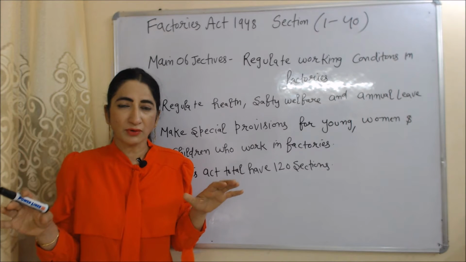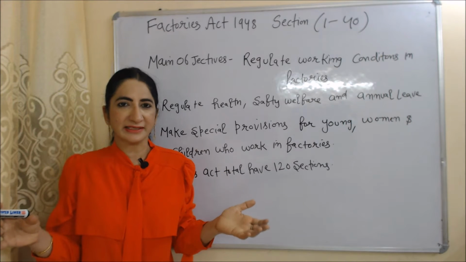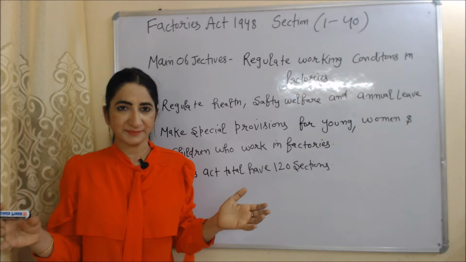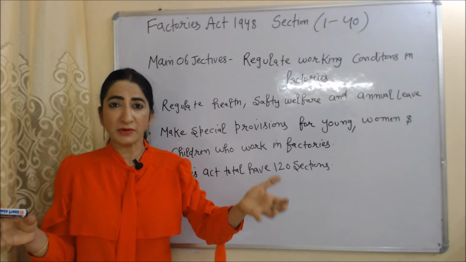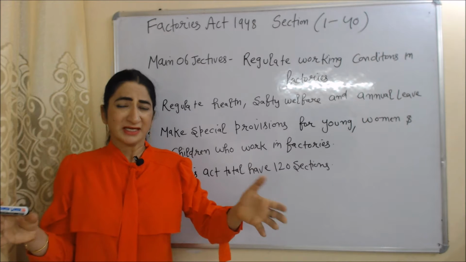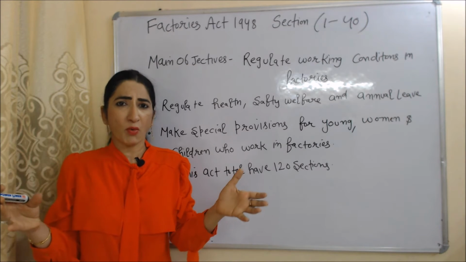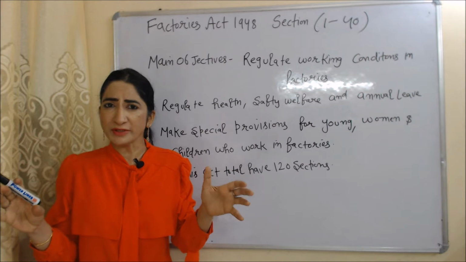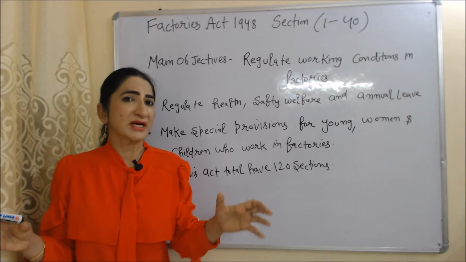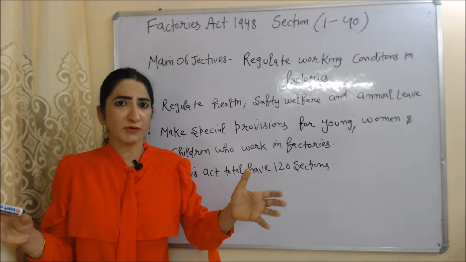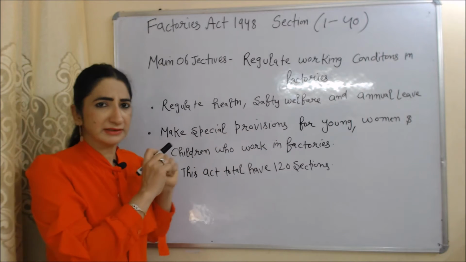Today we are going to talk about Factories Act 1948. Before this act, there was no control over employment conditions of workers. There was no fixed timing of workers. There was no provision of health, safety and welfare of workers. That's why, in order to protect workers from exploitation, government made this act.